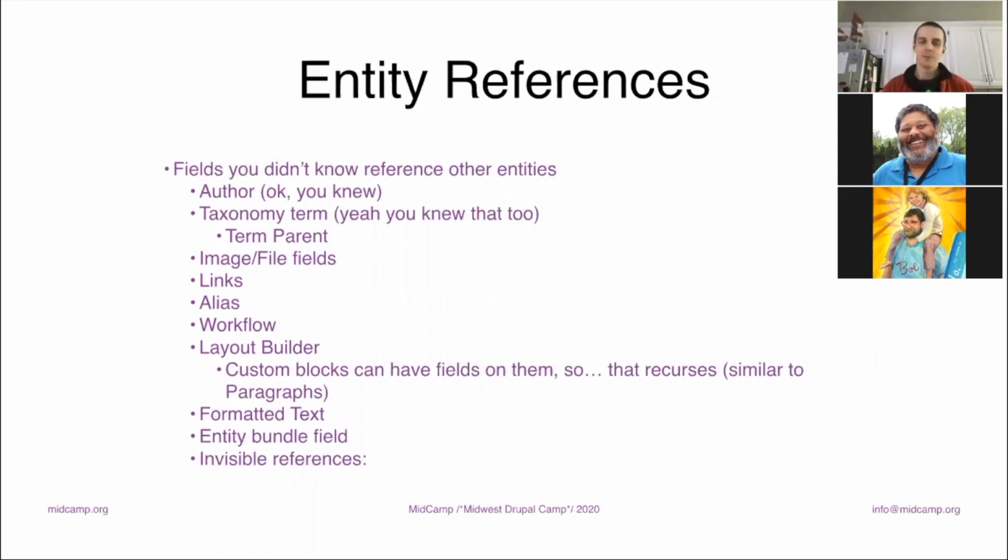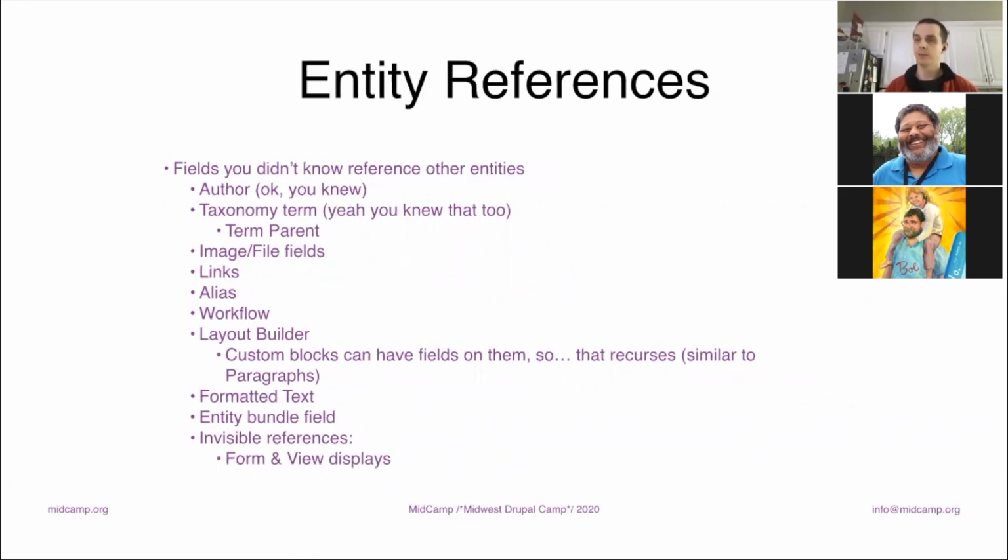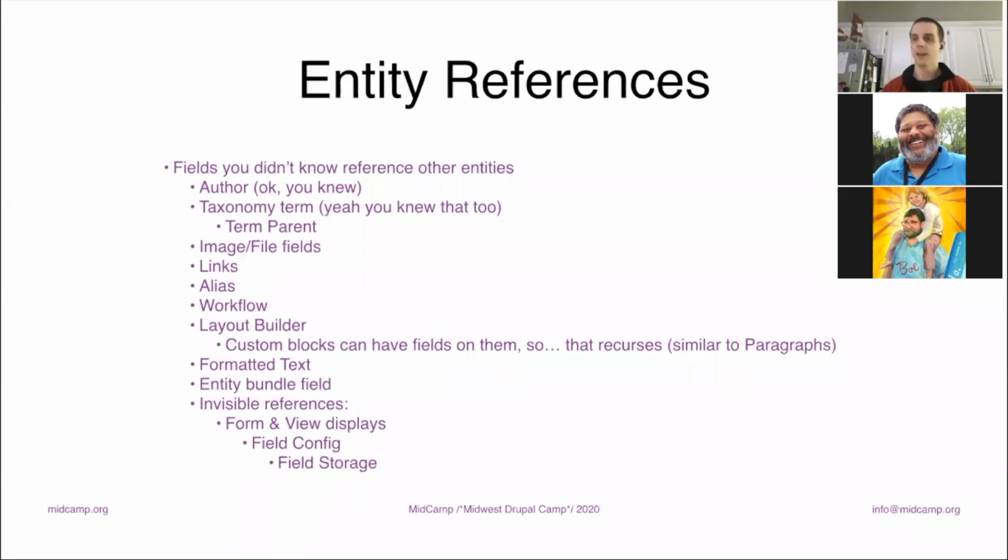So invisible references, what do I mean when I say this? Well, not only is your node type also an entity, but you have form displays and view displays underneath all of this that are also entities. You have at least one form display guaranteed if you're looking at a content entity, and one or more view displays. And when we get into those, they actually reference field config. And field config actually references field storage. And so it's just kind of turtles all the way down.